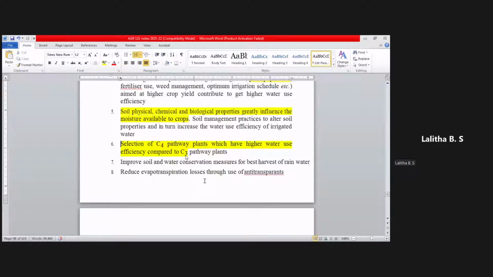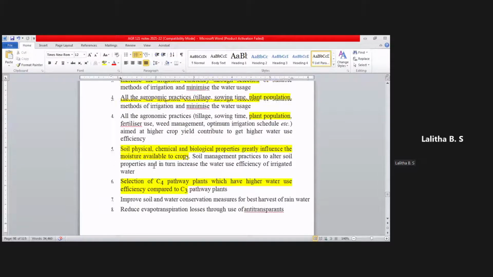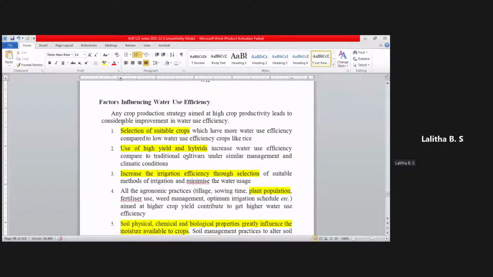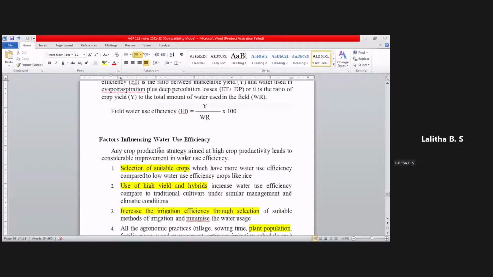Then again, some chemicals. An example is kaolin. Kaolin is white in color. They spray it on the entire crop, and because of the white color, it is going to reflect all the light instead of absorbing it. A black body is a good absorber, whereas white color is a good reflectant. When it reflects back, the temperature rise is reduced, and the evapotranspiration losses can be reduced. So these are a few methods which influence the water use efficiency.